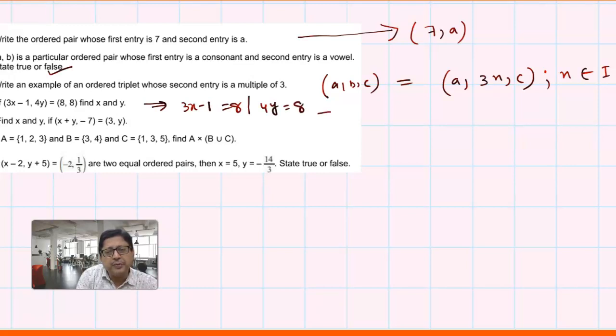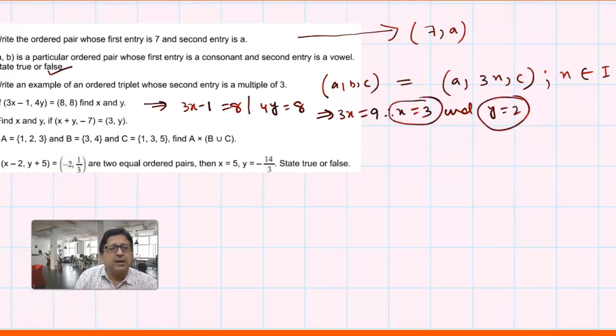So this is going to be 3x equal to 9. So x = 3 and y equal to 2. Next one also you can get by comparison, x plus y equal to 3 and y equal to minus 7.